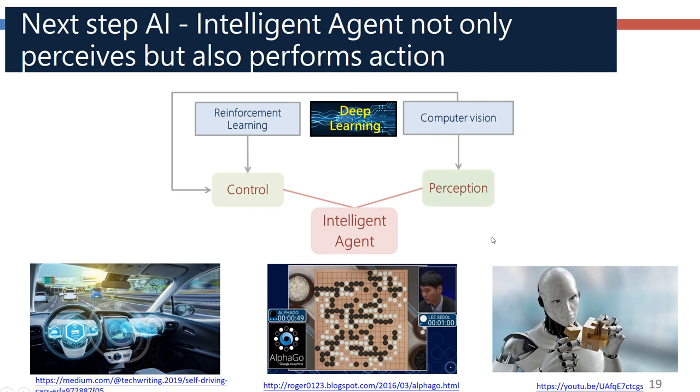do something. So we need to go further and combine computer vision with reinforcement learning to train the AI to see something and then to perform actions. For example, like the self-driving car, the intelligent robot, or playing Go.